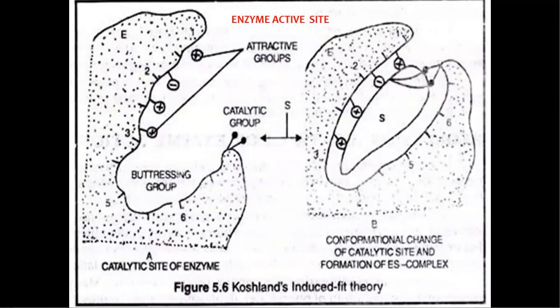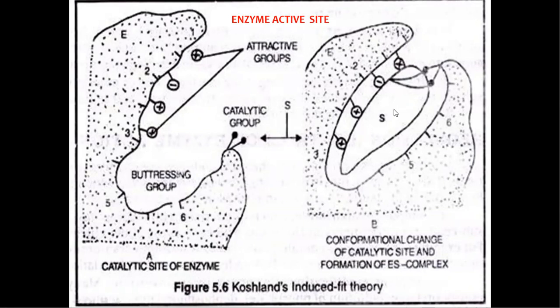So this is the active site of enzyme. Here this active site of enzyme is flexible in nature. Why? Because it is undergoing some conformational changes, and it has two important sites. This is the binding site, where the substrate molecules will be attached, and this is the buttressing site, which is also called the catalytic site. Here the catalysis process will occur.